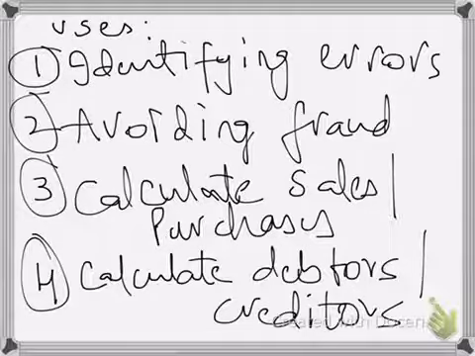So we can avoid that fraud if we can make the control accounts ourselves. The third use is calculating sales and purchases. If any of these figures is missing, we can actually use control accounts to calculate these figures of sales and purchases. I will try and make another video in which we'll be solving a worksheet, and we'll be solving examples of how we can calculate sales or purchases using the control accounts.